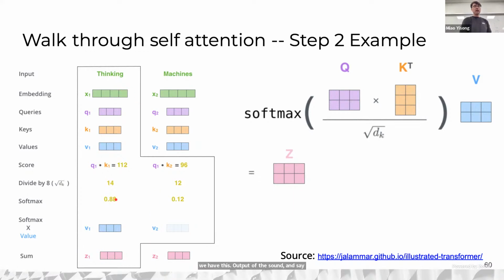Okay, so when we output the representation of thinking, what does it mean? It means it largely still comes from itself, right? Because thinking itself takes 0.88 of the embedding proportion. It pays very little attention to machines, right? So from this query and key, this set of parameters tells thinking that it should pay more attention to itself than to its surrounding word, machines, right? So this is how self-attention works.